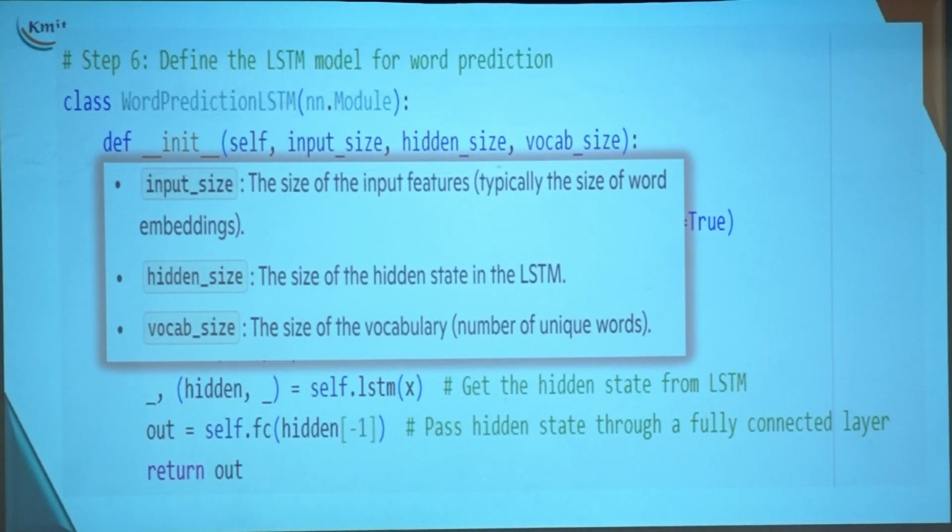And what is the hidden state size? You can choose it to be 64 or 32 or 128, 2 power n format. And then what is the size of vocabulary, or the number of unique words? So you have to calculate the length of the vocabulary that you have created and give it over here. Clear enough, guys?